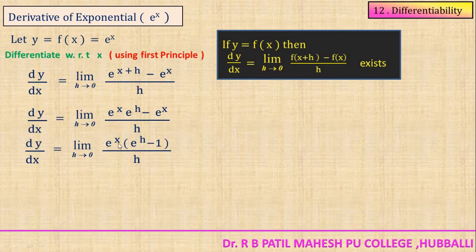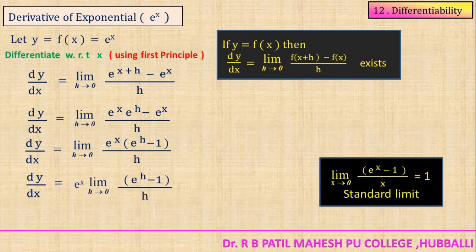So x is here, it is free from h, take it outside and take a limit for this. And we have one standard limit in the limit chapter. Limit as x tends to 0, e raised to x minus 1 divided by x, its value is always 1. This you already learnt in PU1.